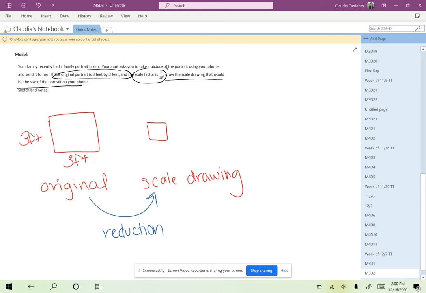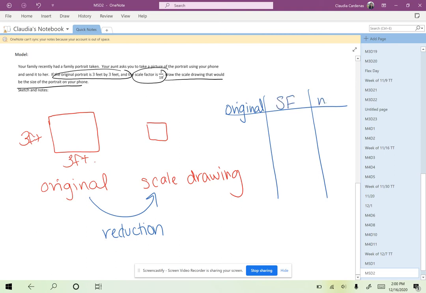So now that we know what to expect, let's go ahead and create our table with the information given to us about the original portrait. So I have the original. We're going to do something with the scale factor, and then we have new. So we know that the dimensions of the original are both 3 feet. Both sides are 3 feet. And then the scale factor is going to be multiplied to every dimension to get the new dimension.